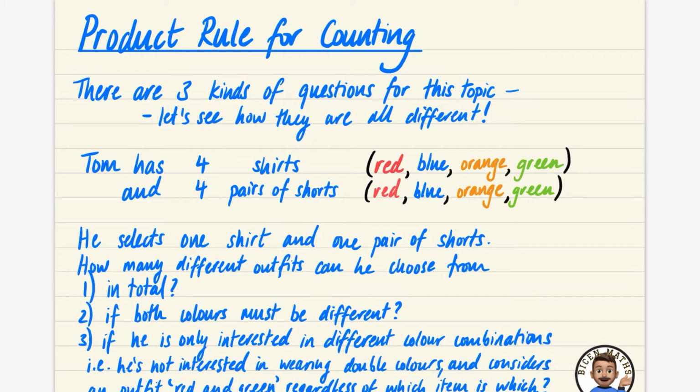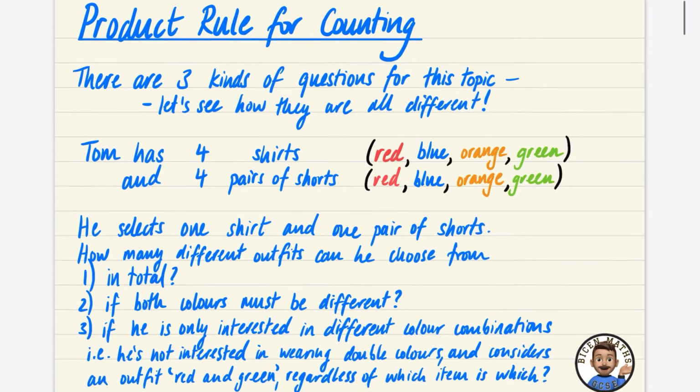The third one's a little bit more complicated, but it will make sense when we see it with some examples. So how many different outfits can he choose from if he is only interested in different colour combinations? In other words, he doesn't want to have doubles, he doesn't want to wear red, red or blue, blue, but he also considers an outfit red and green regardless of which item is which. So for example, if he was wearing a red shirt and green shorts, he would consider that the same outfit as a green shirt and red shorts, because he's like, oh, well, I'm wearing red and green, they're basically the same outfit. So we're going to try and think how these three scenarios differ and what's the maths that goes on behind them.